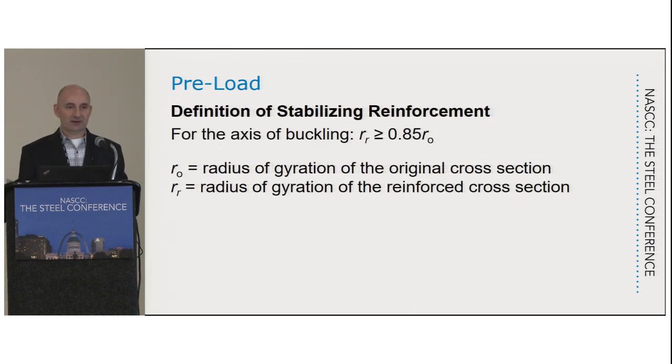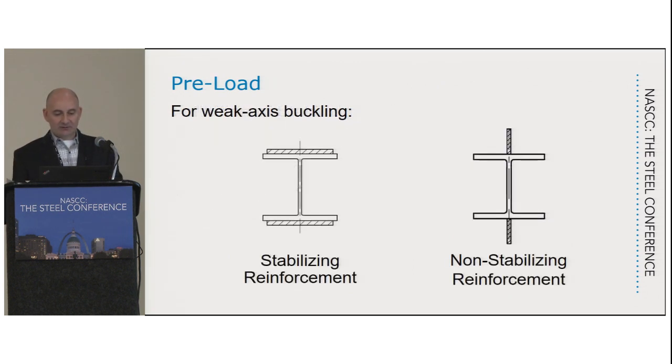So what I typically do is try to get the stabilizing reinforcement, and the way to do that is to make sure that your reinforced radius of gyration, R sub R, is greater than or equal to 85% of R sub O, which is the non-reinforced radius of gyration. It's the original cross-section radius of gyration. So just in practical terms, the one on the left is almost always going to be stabilizing reinforcement. We can go back to the definition of the radius of gyration. Remember, it's the square root of the moment of inertia divided by the area of the cross-section. So if you add a lot of area without adding a significant amount of moment of inertia, then you're going to have a non-stabilizing reinforcement.